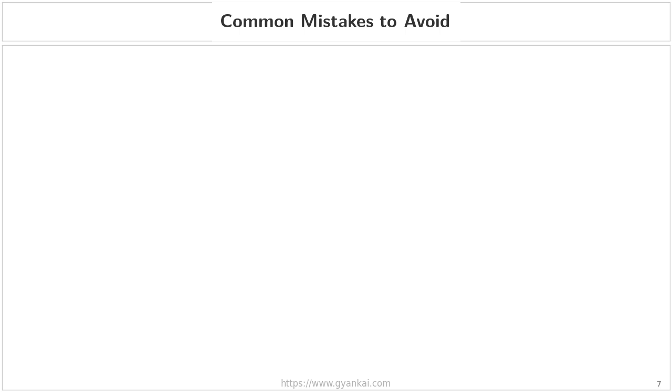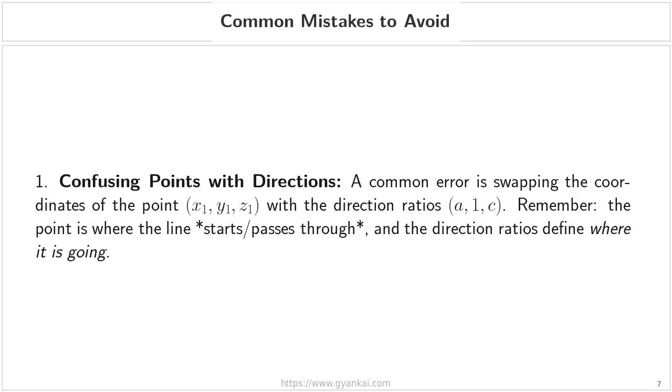Now, before we wrap up today's lesson, I want to pause and discuss some common pitfalls. Even if you understand the derivation we just went through, it is very easy to make small mistakes that can lead to the wrong final answer. First, watch out for confusing your points with your directions. This is perhaps the most frequent error I see. It is easy to accidentally swap the coordinates of your starting point, which we called x sub 1, y sub 1, z sub 1, with your direction ratios, a, b, and c.